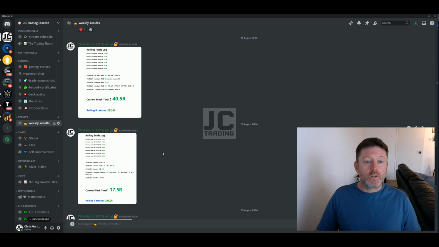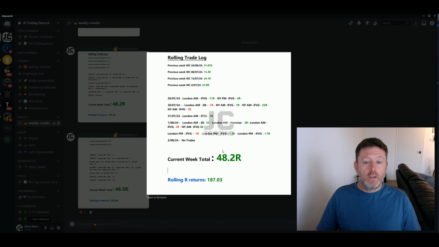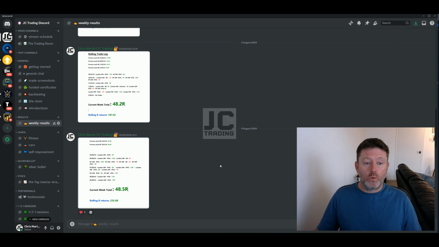If you want to look at a previous week, you can scroll up and you'll get a breakdown of exactly what trades were taken in that particular week. So if we look at this particular week here, which was week commencing the 29th of the 7th, you can see that we had an inverse there for 11R. We had another inverse there of 4. We lost an SB, which is a silver bullet. We won 2 inverses. We lost an inverse. I'm not going to go through it all. You can see it on the screen. That week alone was 48R returned. These were all of the trades, and they're all live. They're all taken. They're all called out before the event.